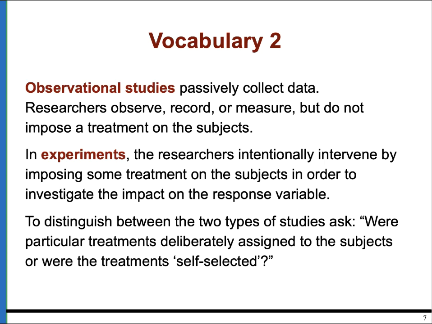So I mentioned the differences between the observational studies and an experiment, so let's go ahead and write this down as well. In an observational study, you are passively collecting data. You're observing, recording, measures, but you're not imposing any treatment. So you're not randomly assigning individuals to different treatments. But in an experiment, you are intentionally intervening. You are intentionally imposing some treatment on the subjects in order to investigate the impact on the response variable.